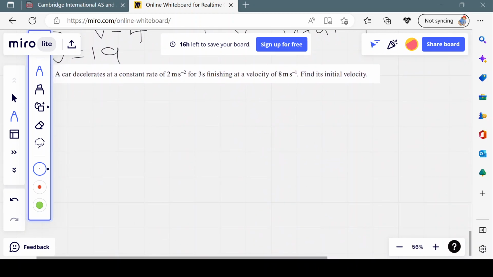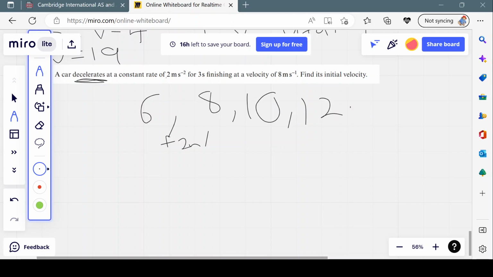Now this one I'd prefer maybe we draw it. A car decelerates at a constant rate of 2 meters per second squared. So we need to pay attention to this. It's decelerating, so that means that we cannot take the acceleration as 2. Because if you're starting out at 6 and you take the acceleration as 2, that means after 1 second you're going to add 2 meters per second of speed. So the car will move a little bit faster, then a little bit faster, then a little bit faster.